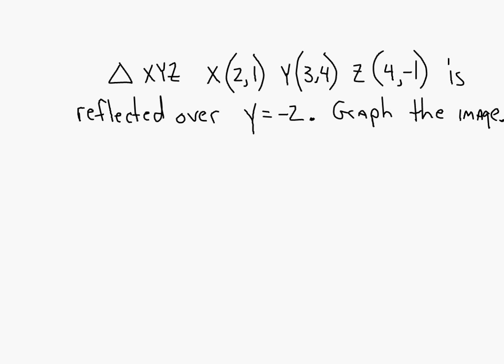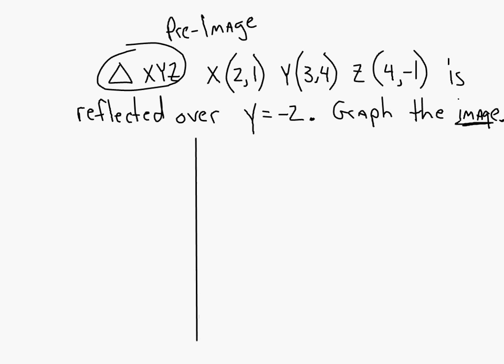Alright, the original triangle, the original shape, that's called the pre-image. The shape after it's been translated, in this case reflected, is called the image. So the before is the pre, the after is the image. So if you're given a coordinate, or you're going to draw a coordinate plane, I'm going to probably run out of room here.